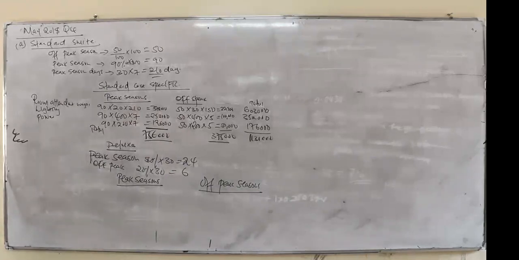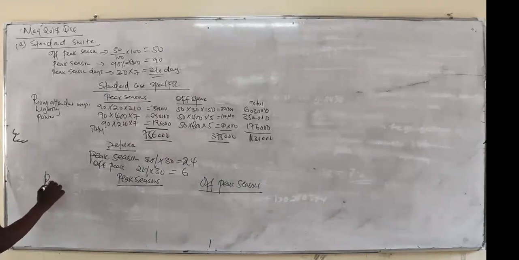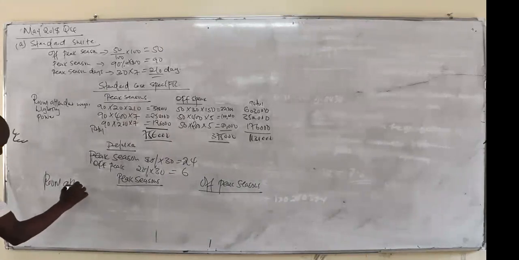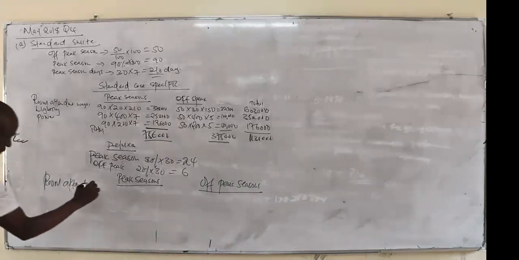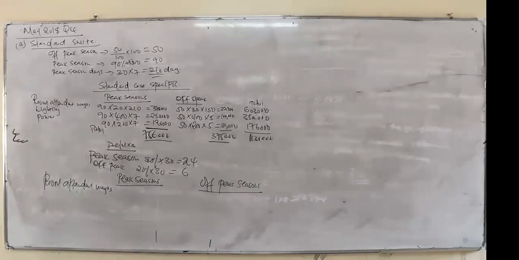So the first one is room attendants wages. So it will be 30. Those are the number of rooms. And they are also paying how much? 24. Is it 24? For peak seasons. They're paying 24, isn't it?